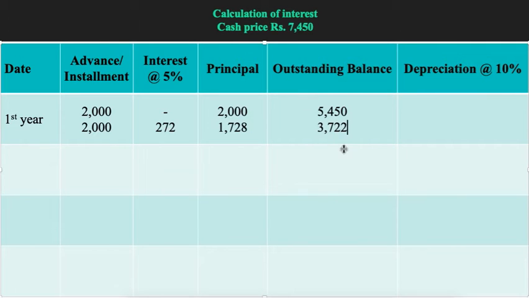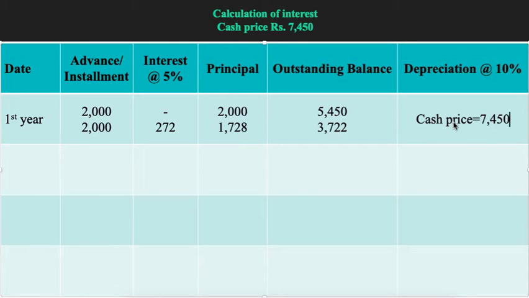3,722. Now this is the end of the year, and hence we are going to calculate the depreciation amount at the end of the year. The depreciation will be charged at what? It will be charged on the cash price. So the cash price of the asset is 7,450, which is given in the problem, right?